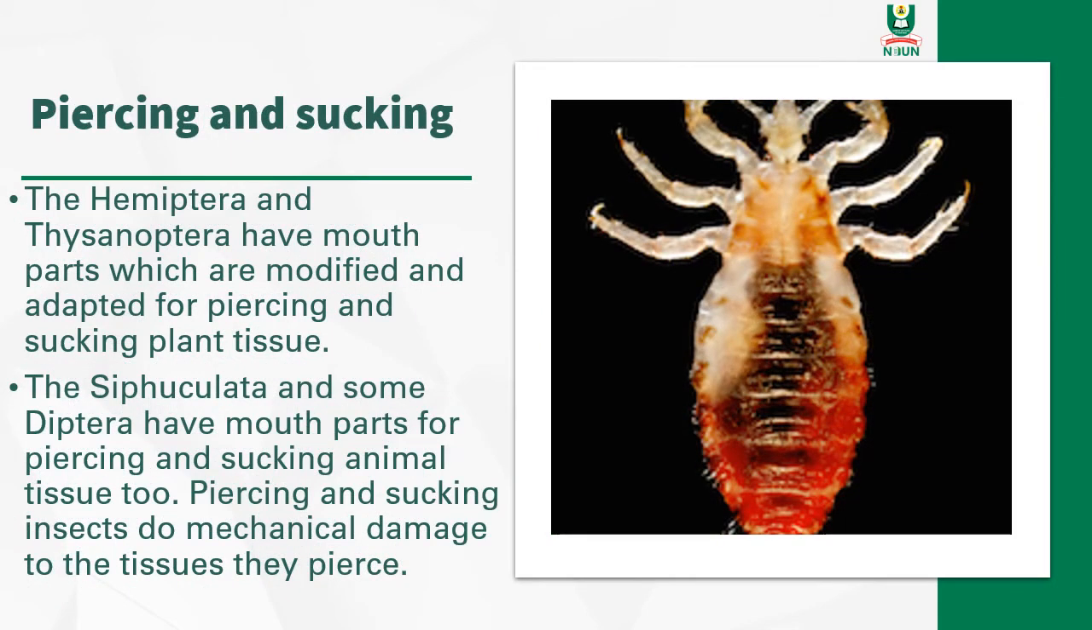Now the next one is the piercing and the sucking, and this is the Hemiptera species, and they have mouth parts that are adapted for piercing and sucking. Okay, some Diptera have mouth parts for sucking animals too, like you see in this picture, the louse, the pig. What they do is that they suck animals, they bite and they suck. So it's not only crops that they do that to, they do that to animals as well.